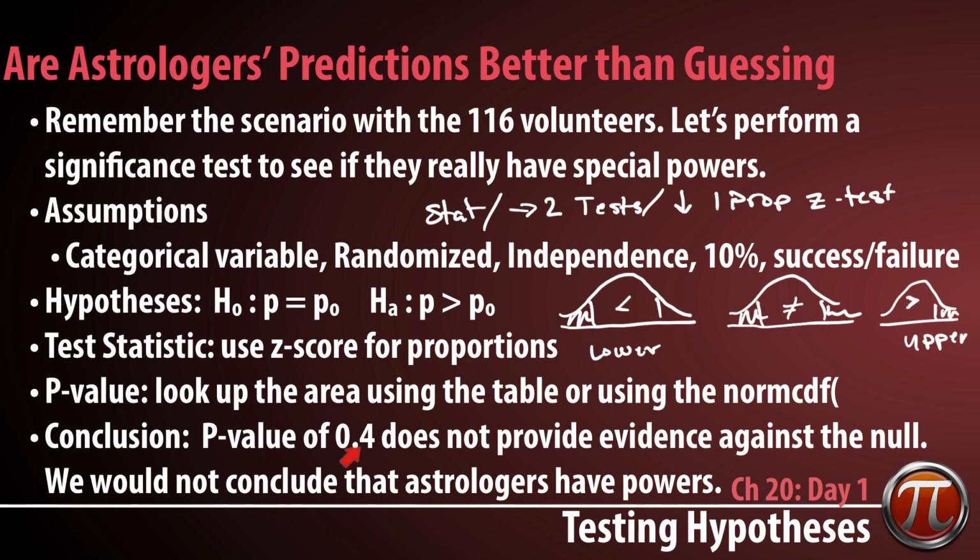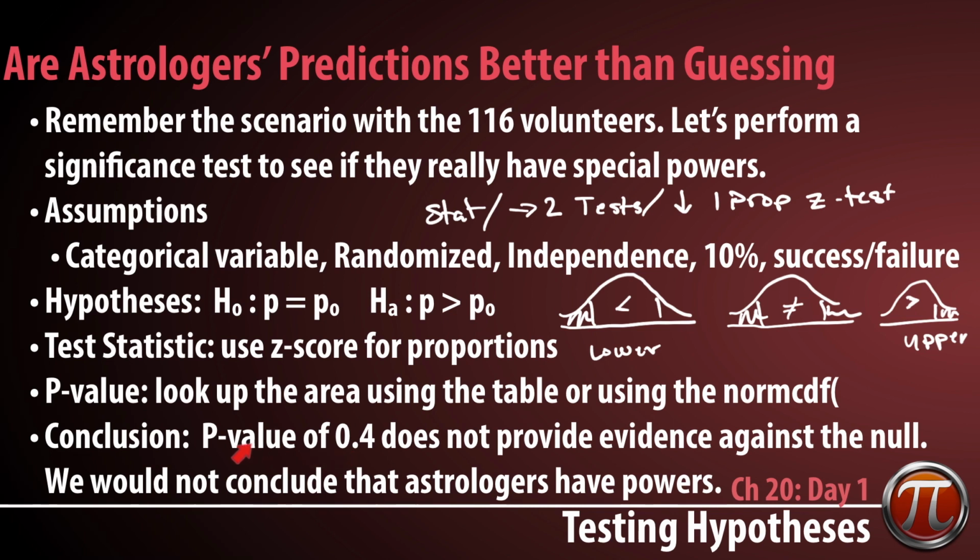When you look at your p-value, it's like 0.39, so in other words, you round it to 0.4 just to make it easy to discuss. Normally, a p-value is kept at 4 decimal places and never less, right? A p-value of about 40% does not provide any evidence against the null hypothesis. We could not conclude that the astrologers have powers, okay? Because 0.4 is an extremely high p-value. That's right, I said it is a very large p-value. So the larger this number is, the less evidence you have, right?